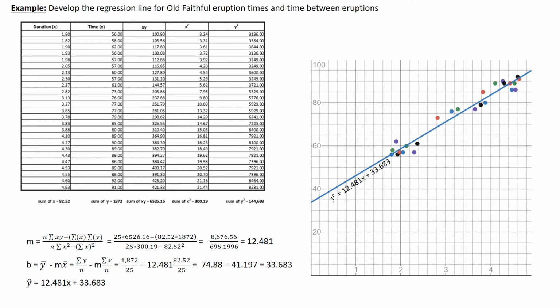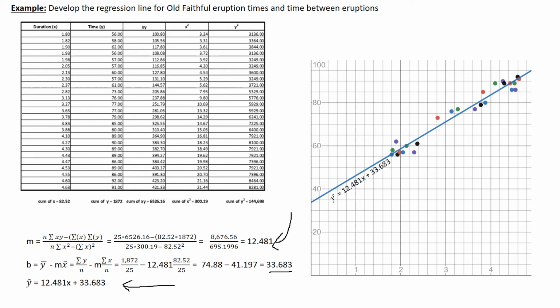Here's another one. This is Old Faithful, and this looks like it's pretty tight data if you look at how close it is to the actual line. I've summed it all up as before. I found my sum of x, my sum of y, sum of x times y, sum of x squared, sum of y squared. And I really just plug it in right here. I got a slope of 12.481. I got the y-intercept of negative 33.683, and that is my equation. Y equals 12.481x plus 33.683.